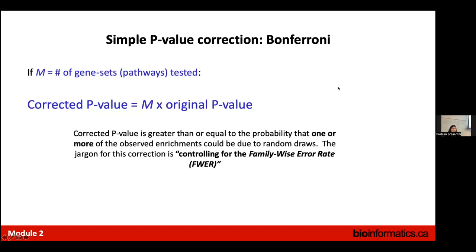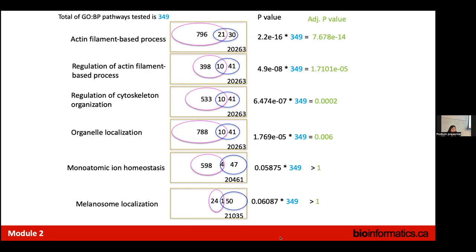So there is actually a simple way to correct for multiple hypothesis testing. And intuitively, you could think about it yourself: multiply the p-value that you got by the number of pathways that you have tested. And this correction exists. This is the Bonferroni correction. And we are going to see how it works.